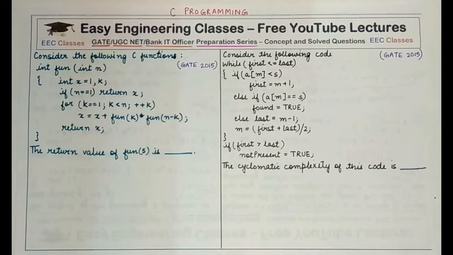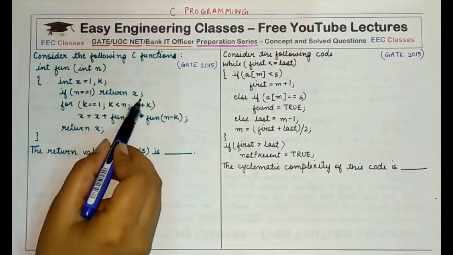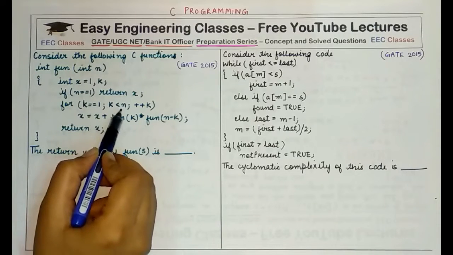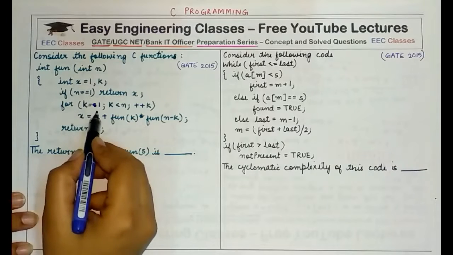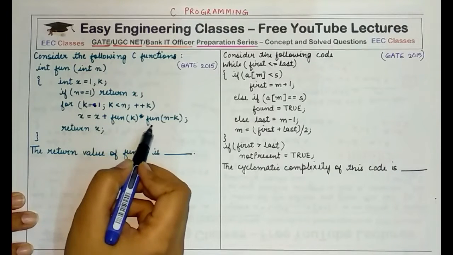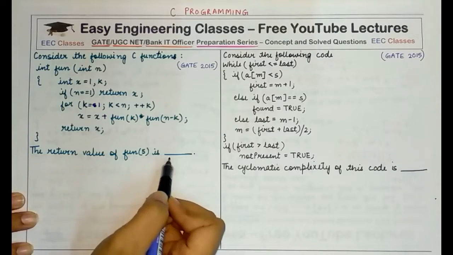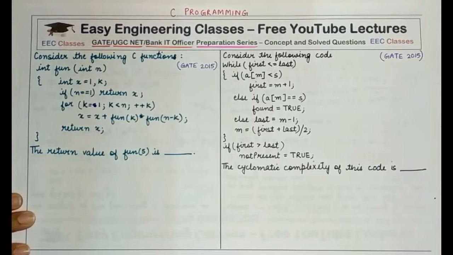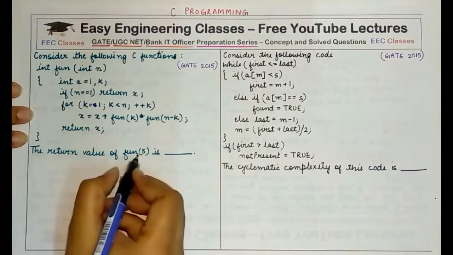And the first one is, consider the following C function: int fun(int n) { int x = 1, k; if (n == 1) return x; for (k = 1; k < n; k++) x = x + fun(k) * fun(n - k); return x; }. Sorry, it should be k equal to 1 because it's an assignment in the for loop. The return value of fun(5) is? Alright, so it's a recursive function, and you have to find out what would be the final value returned when this function is called with the parameter 5. So let's see what happens when fun of 5 is called.